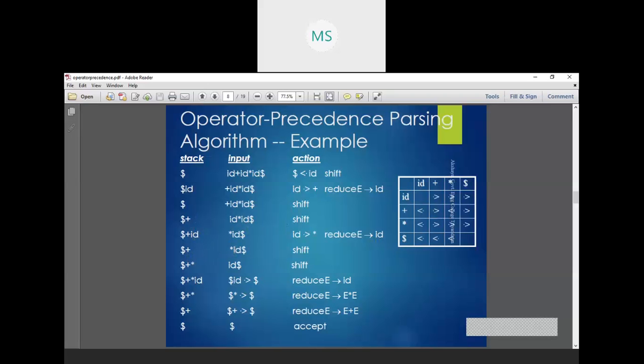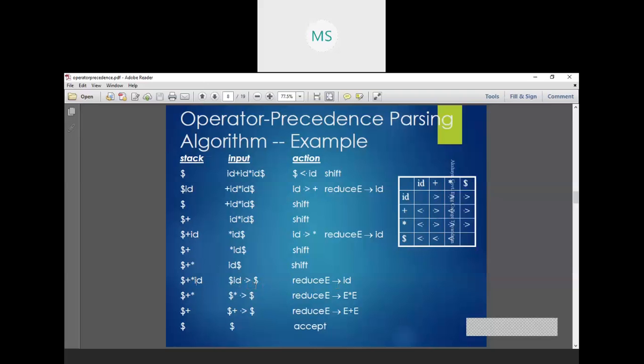Star has the highest precedence, so it is less than; then you should shift star also. Again compare star and ID. Star and ID is less than, so I shift. These three are actually errors; only the dollar should be written in the table. Don't write this because I already shifted ID. Now I have to compare ID with dollar. Don't take this one; this step actually comes here.